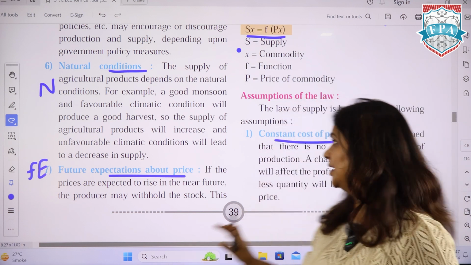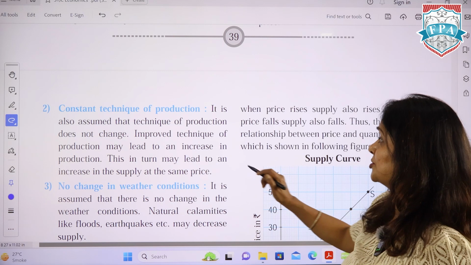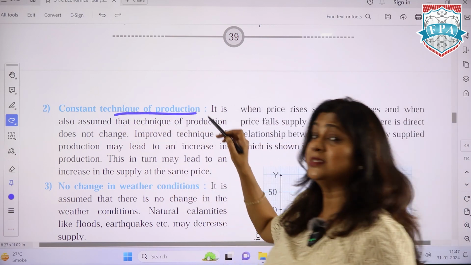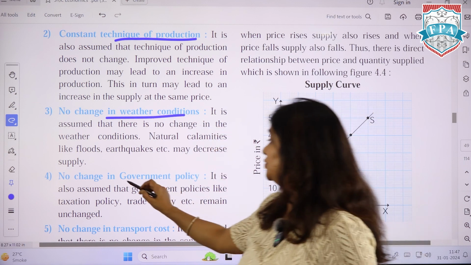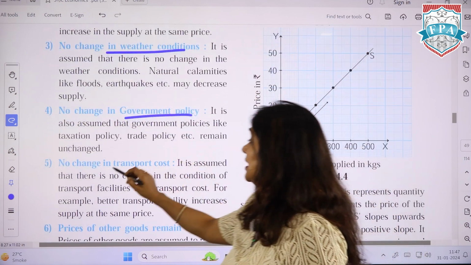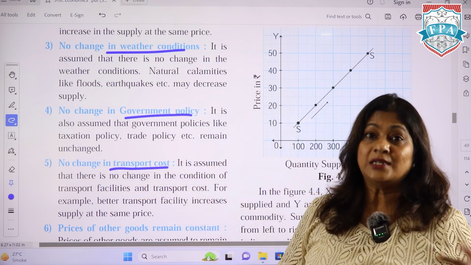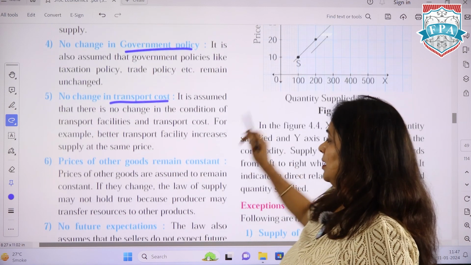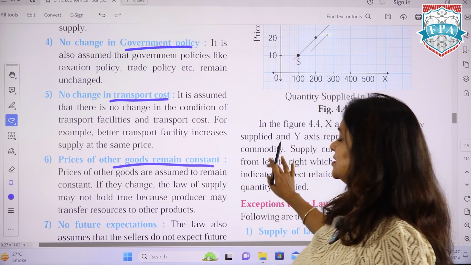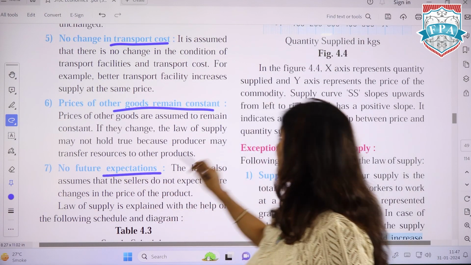There is no change in the cost of production. The technique of production is the same. There is no change in weather condition. There is no change in government policy. There is no change in transportation or infrastructure facilities. Prices of other goods are constant. There is no future expectation.